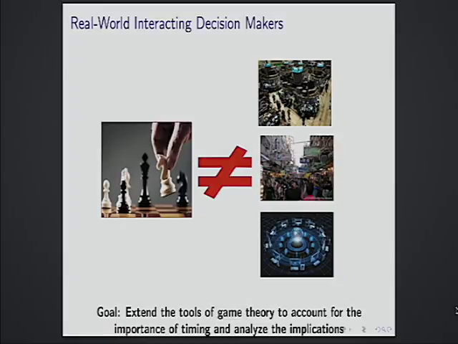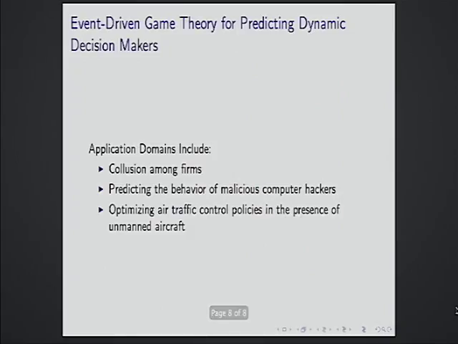So my goal is to extend these tools of game theory, the standard quantitative tool to analyze interacting decision makers, to account for the importance of timing, and analyze these implications. So far we've looked at collusion among firms. How can firms that receive information at random times, and do not know when other firms receive their information, what is their incentive to collude, and how do they avoid becoming detected?